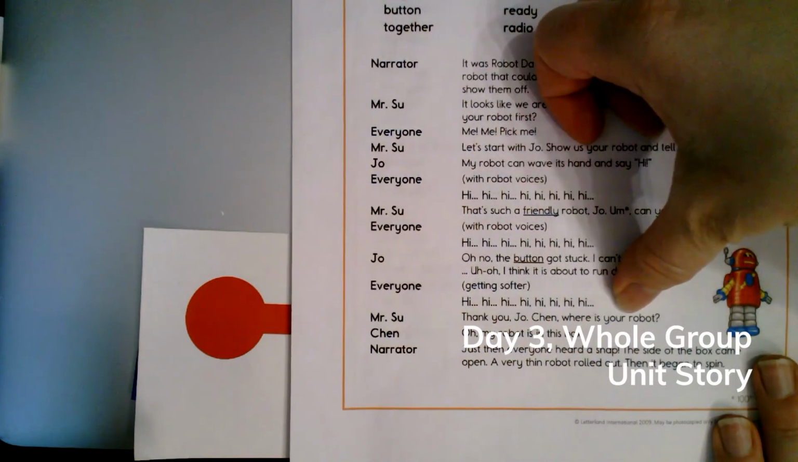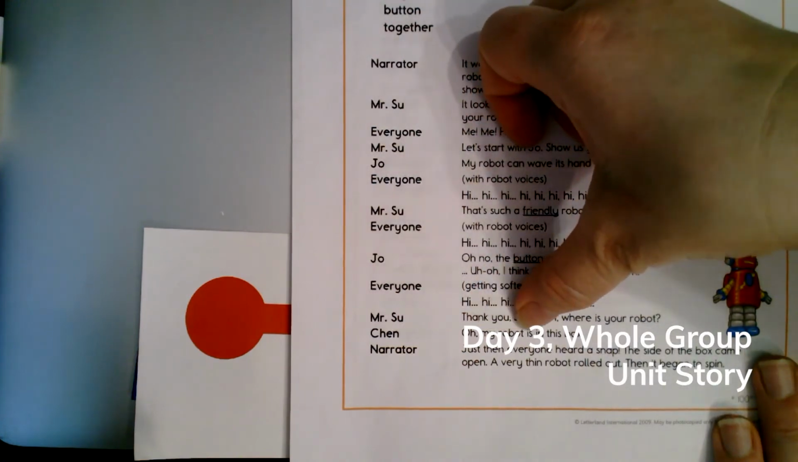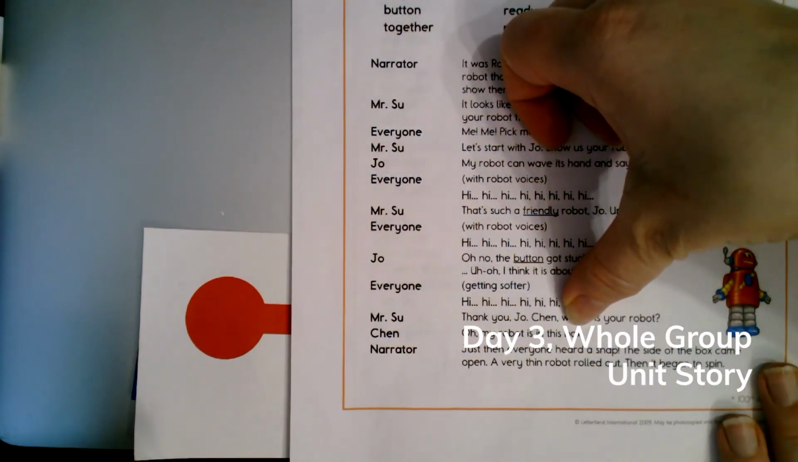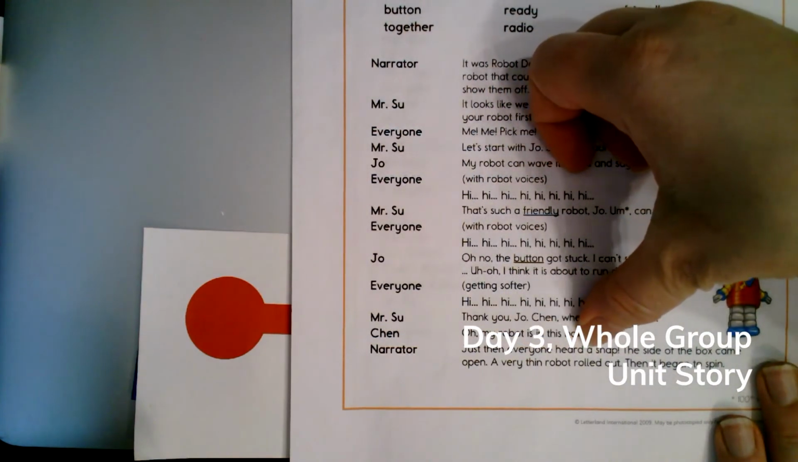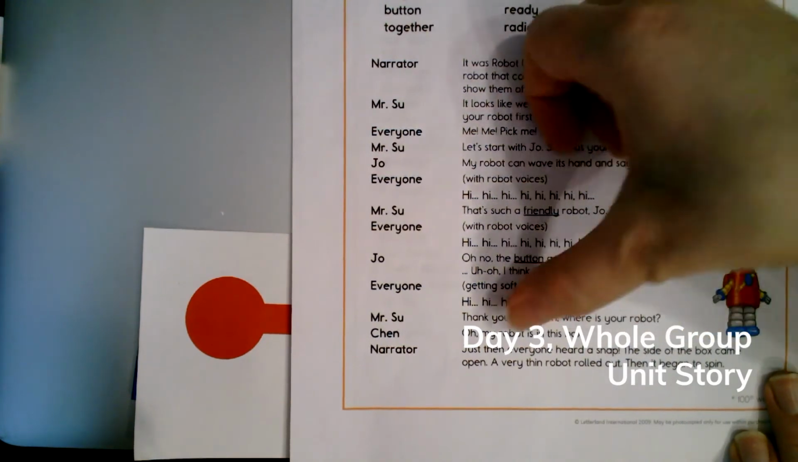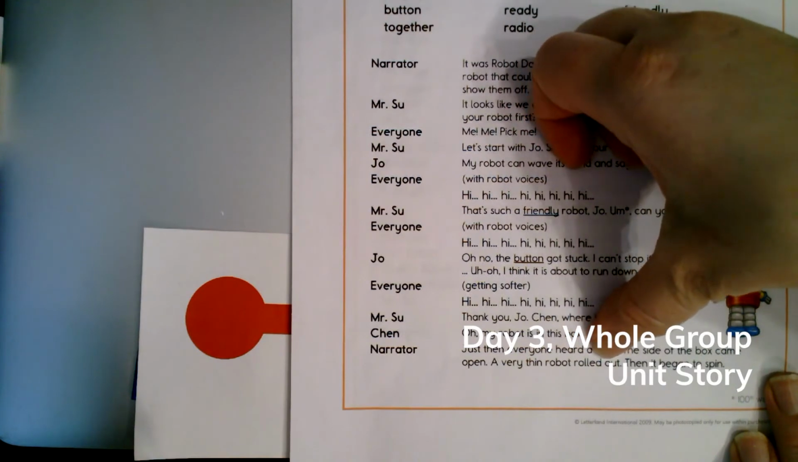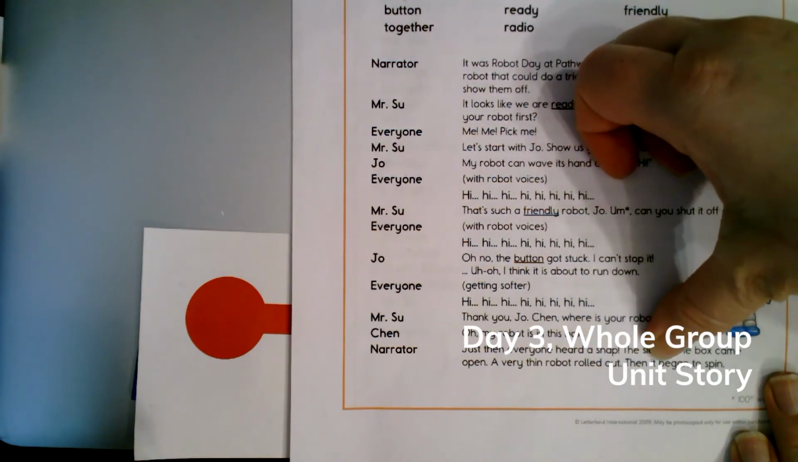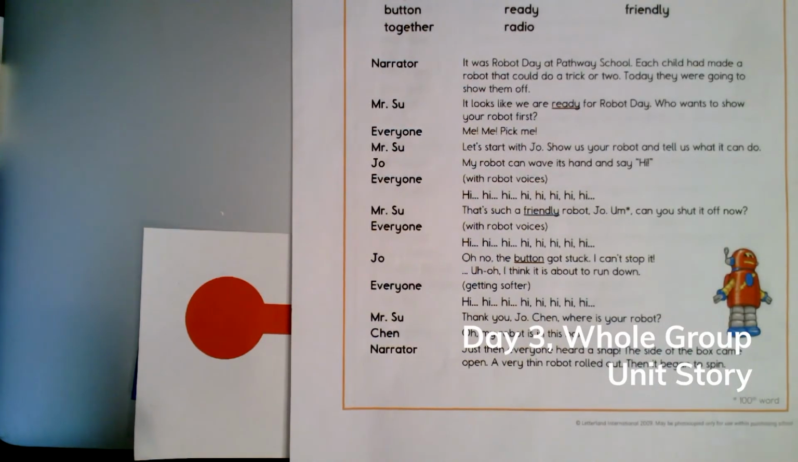Chen, where is your robot? Chen says, oh, my robot is in this box. And the narrator goes, just then everyone heard a snap. The side of the box came open. A very thin robot rolled out. Then it began to spin. Well, that sounds like a good place to stop if you ask me.